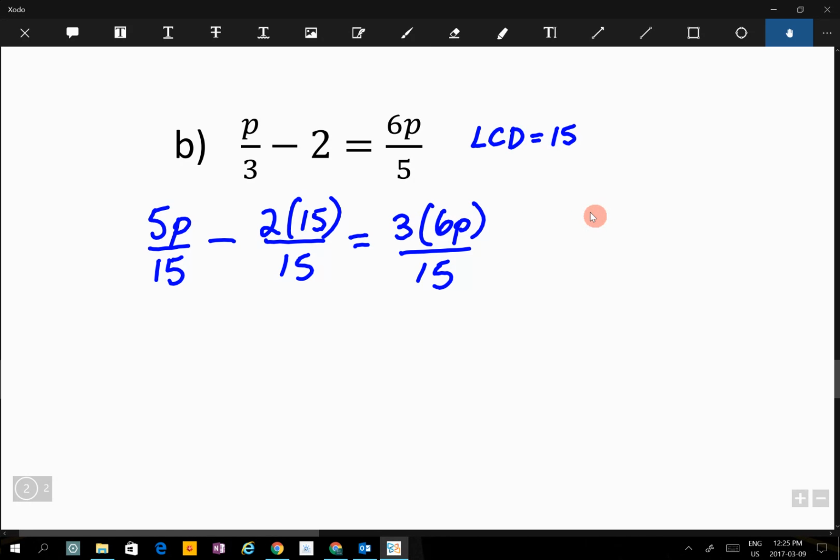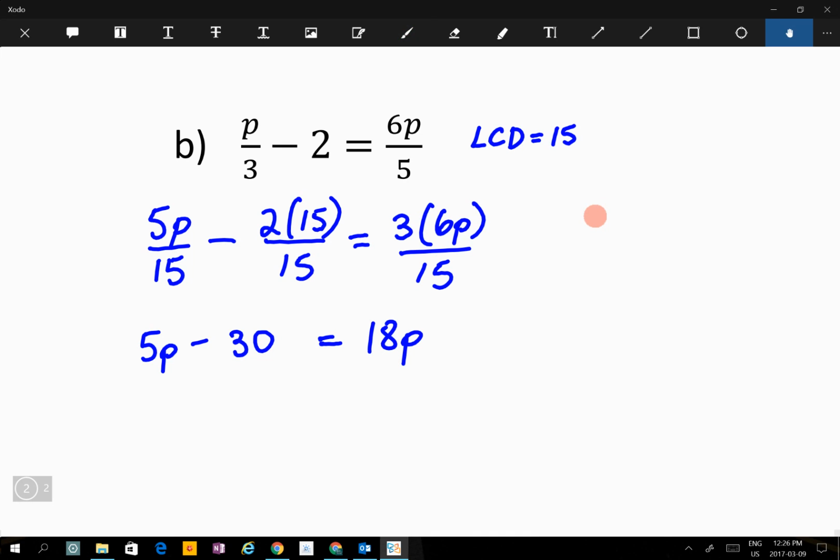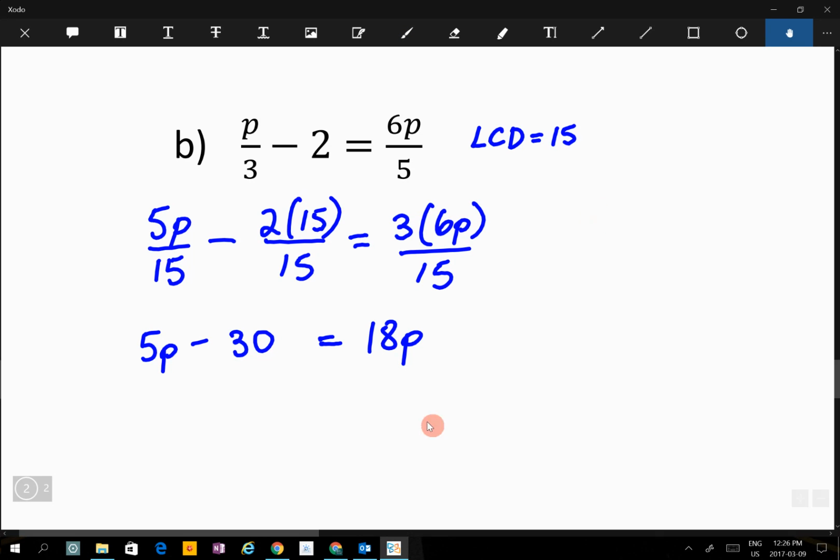So this reduces to 5p minus 30 equals 3 times 6, which is 18p. Now I have an equation with a variable on both sides, so I have to reduce this. I can do it by subtracting 5p from the left, as well as subtracting 5p on the right. These two cancel, and I have negative 30 equals 13p.